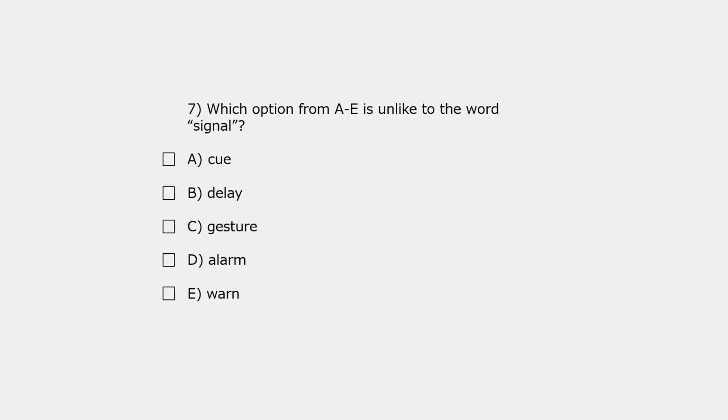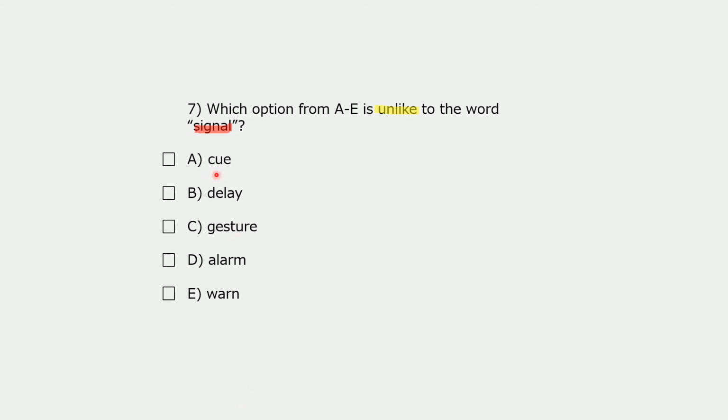Question 7. Which option from A to E is unlike the word signal? A. Kill, B. Delay, C. Gesture, D. Alarm, E. Warn. We need to find out the antonym, as unlike means antonym, and signal is our key word.